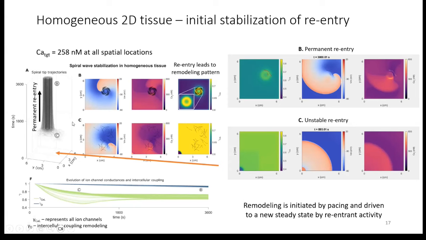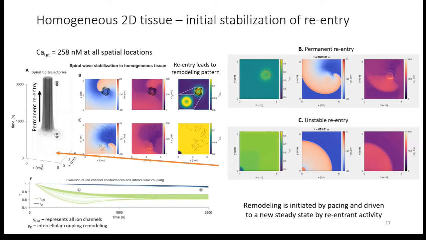And what we see here is that we pace and we try to induce a spiral wave. This is a very common thing we do for cardiac simulations. At first, the tissue is resistant. So we can induce a spiral wave, but it's going to be unstable.